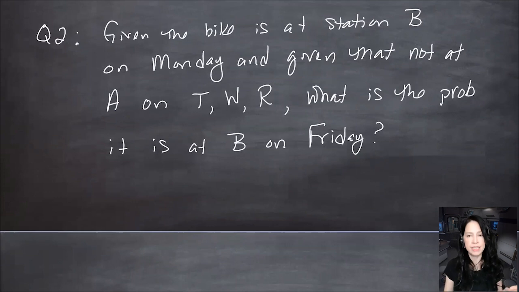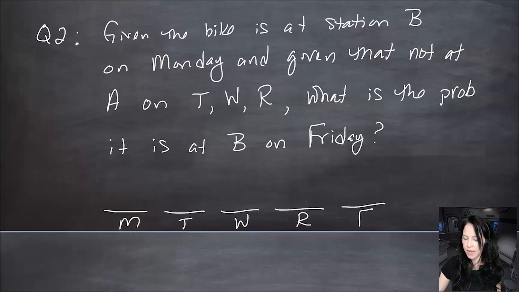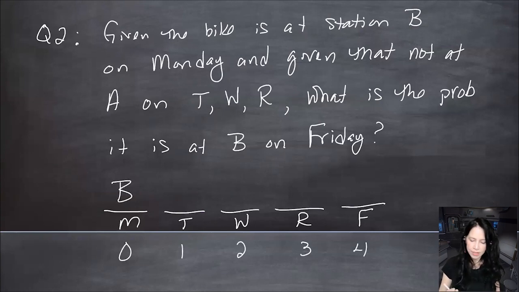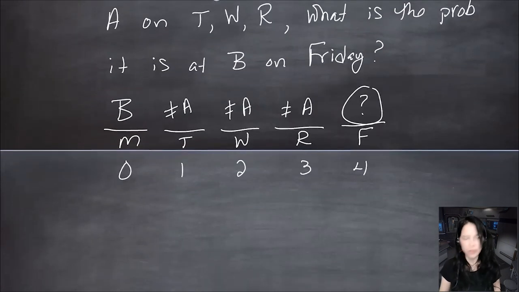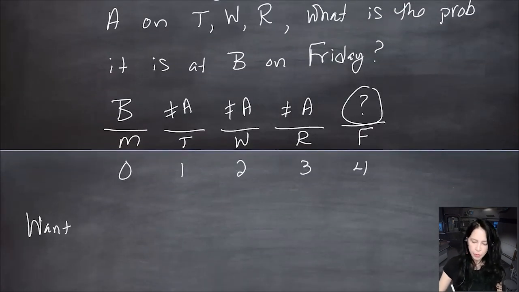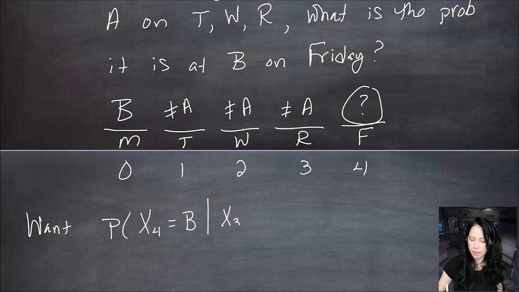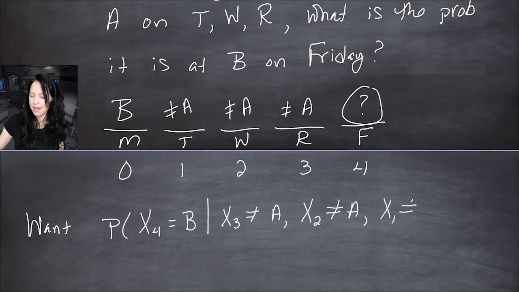Similar but different to the problem we just did. If we look at Monday, Tuesday, Wednesday, Thursday, and Friday, and label this time 0, 1, 2, 3, and 4, then we're given this is B, and we want the probability that this is B. And we're given that it is not A in between, but we don't know the value. So it looks really similar to what we just did, it's just that the not equal sign is on the right side of the conditional line. So here's what we want to compute: the probability that X at time 4 is B, given X at time 3 is not A, X at time 2 is not A, X at time 1 is not A, and X at time 0 is B.